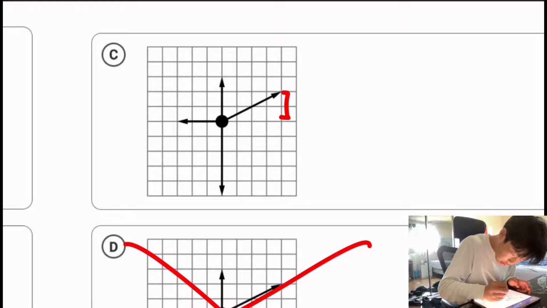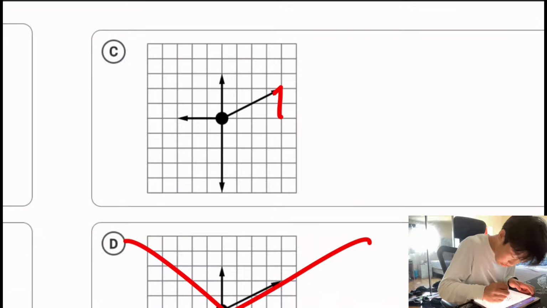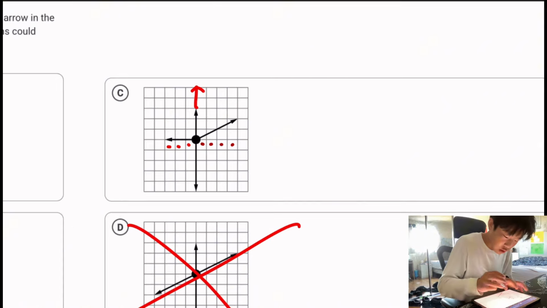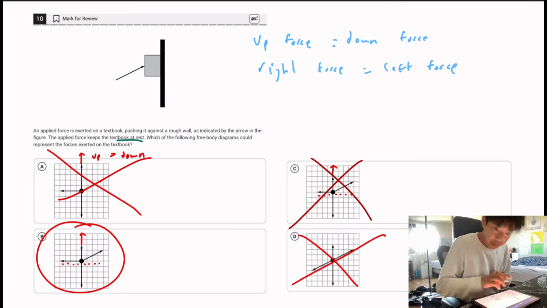Well, if you add this force here, add it up top. Oh, that's equal, right? But you also need to realize this is only 1, 2, 3. And then this one is 1, 2, 3, 4. So these horizontal forces do not cancel out, which means it is going to be B.